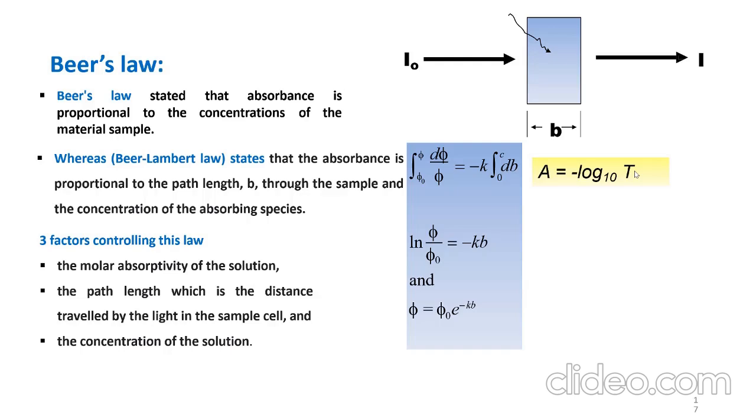So there are three controlling factors: the molar absorptivity of the solution, then the path length, which is the distance traveled by the light in the sample cell, and the concentration of the solution. All these three factors are affecting the signal which we are getting.